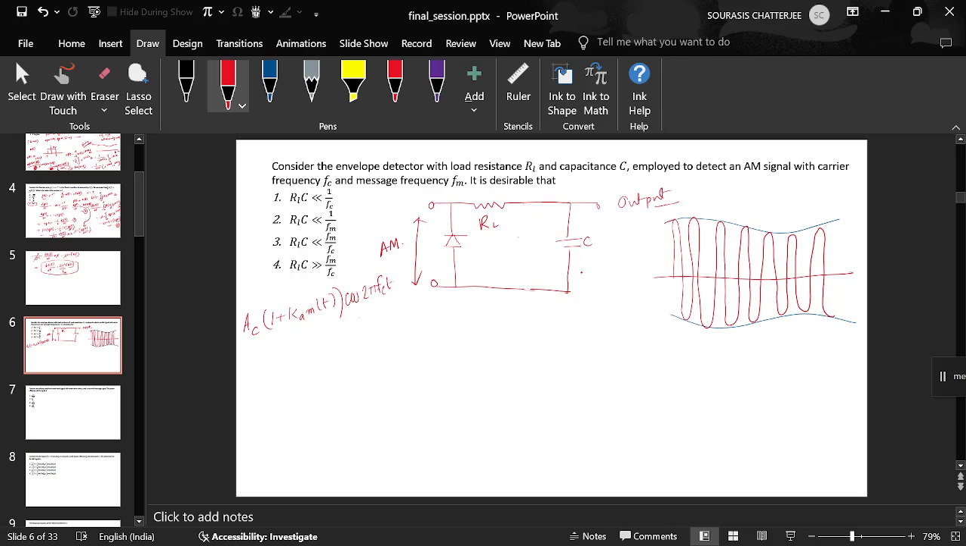So basically the point is the time constant of the circuit is tau, that is given by RLC only, not 1 over RLC.